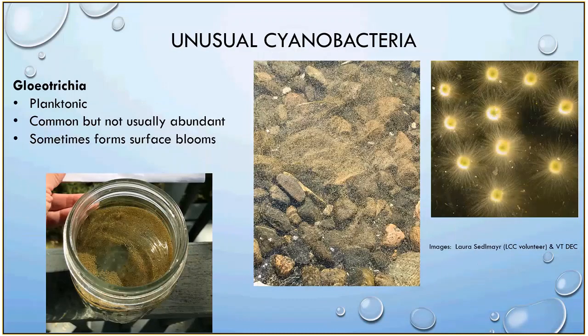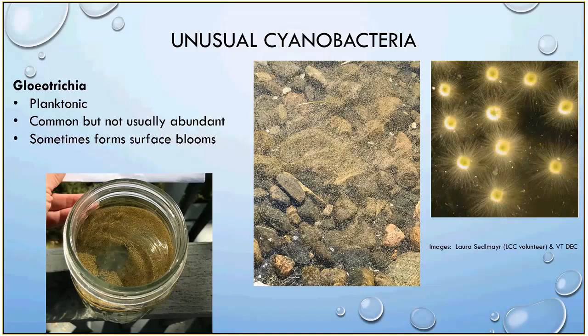So I do want to cover some unusual cyanobacteria that we observe periodically here in Vermont. The visual assessment protocol is based on the occurrence of planktonic cyanobacteria, so cyanobacteria that you see floating at the surface of the water. Typically those are green, bluish, or whitish, but occasionally we will see Gliotrichia, which has more of a yellowish olive brown color. The image that you see here on the left is a jar with Gliotrichia in it, taken at the same time as the photograph that you see in the center.